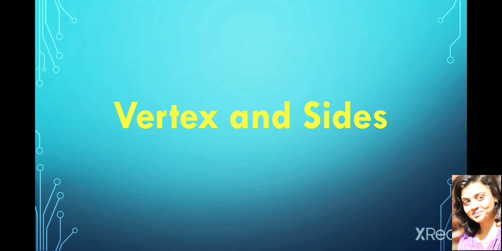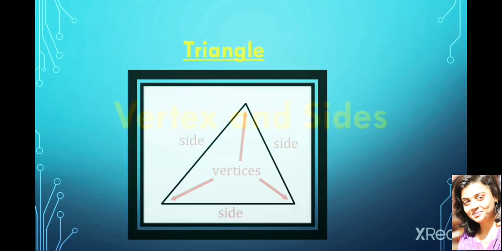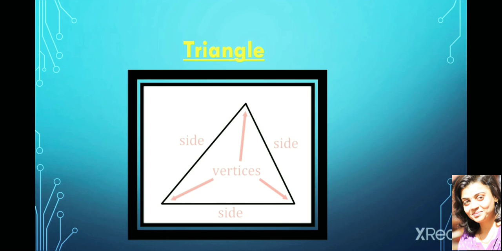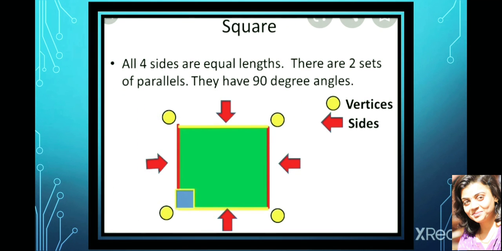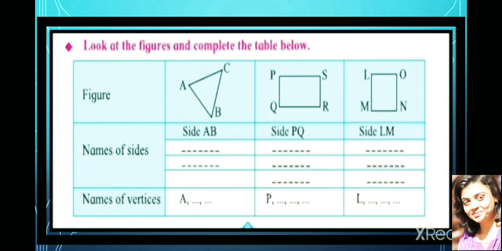Now the last part of this chapter is vertex and sides. Now we will see the sides and vertices of a triangle. A triangle has 3 sides and 3 vertices. A rectangle has 4 vertices and 4 sides. A square also has 4 vertices and 4 sides. Now you have to look at the figure and complete the table below.